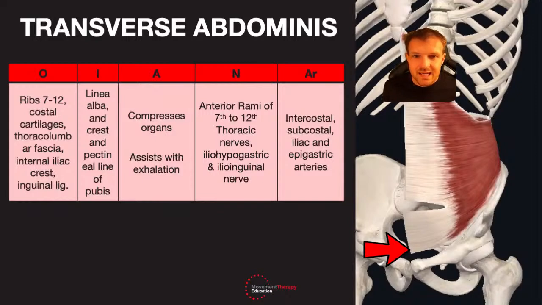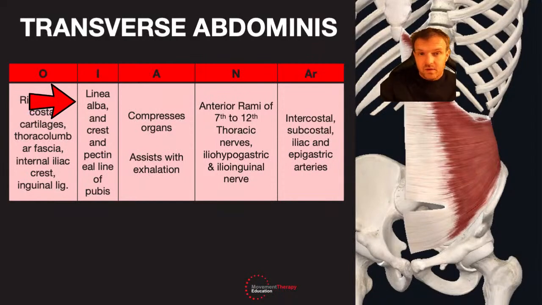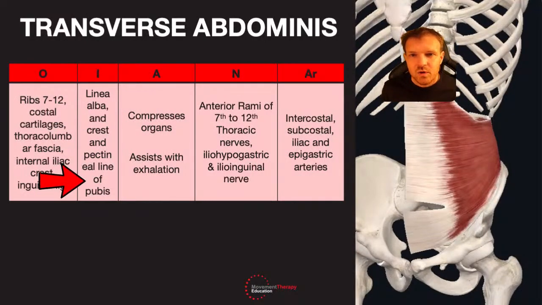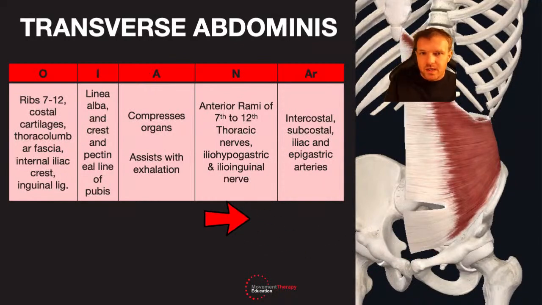So yeah, so it inserts, if we have a look here, linea alba, which means white line. So that's the line up the middle where the diastasis recti takes place, if you have an increase in abdomen size, so the rectus abdominis can separate. So that linea alba is where your belly button is basically, and the transverse abdominis will knit into that section there, and then the pectineal line of the pubis, so it will come right down onto here. Okay, but there's a gap in between. Yeah, so we're going to have a look at that in a second when we get to the dissection.